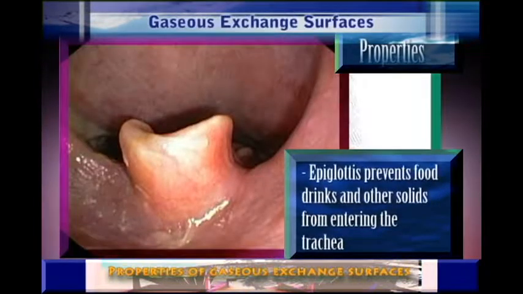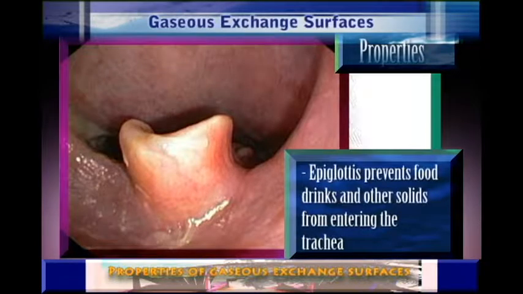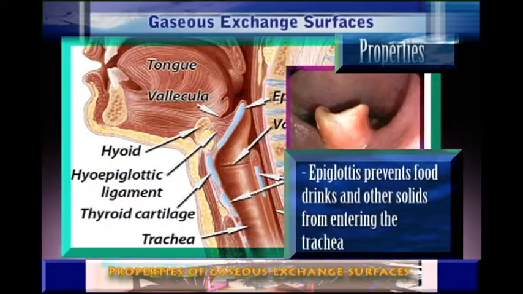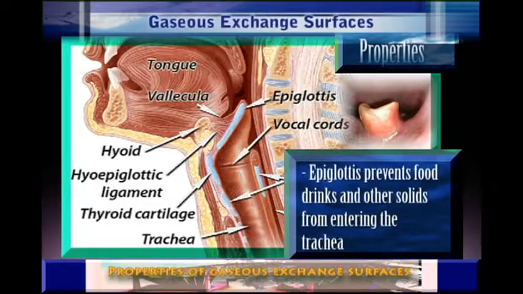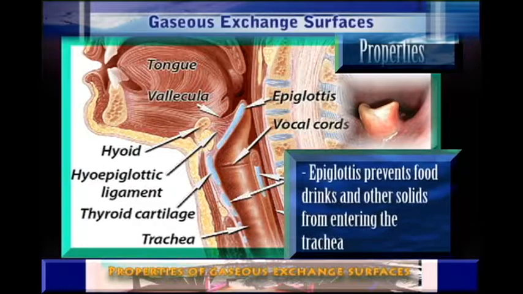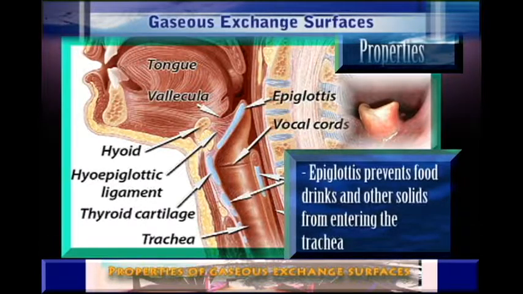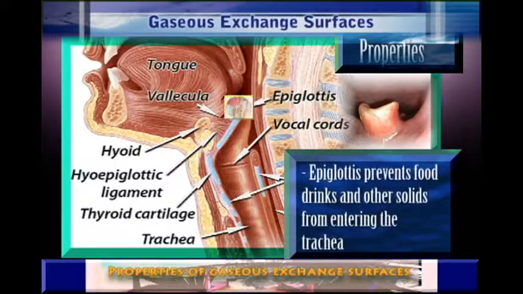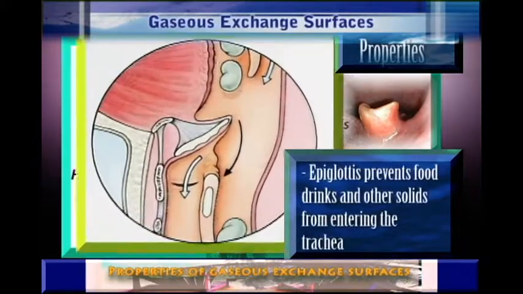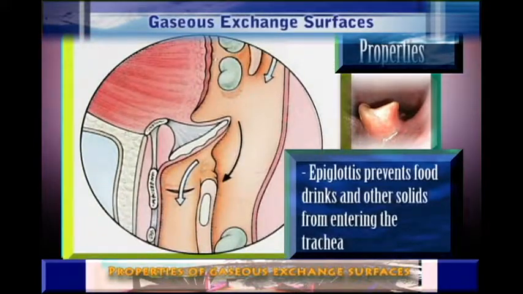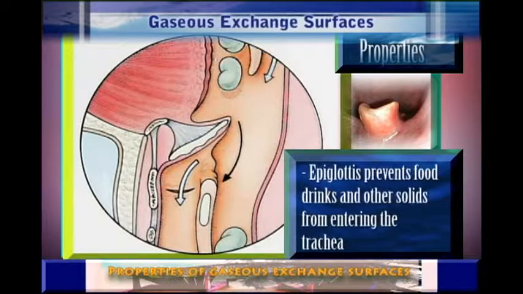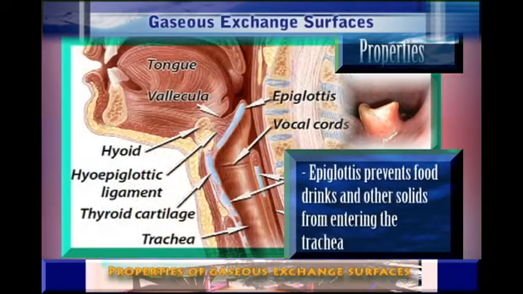The epiglottis also plays a function of preventing food, drinks, and other solid substances from entering into the trachea. So the epiglottis will close when food is going down the gut, when water is going down the gut. It crosses the air pipe to prevent those substances from entering into the trachea.